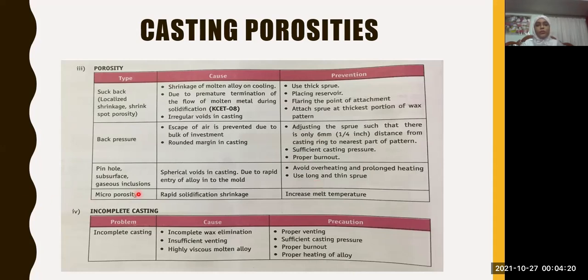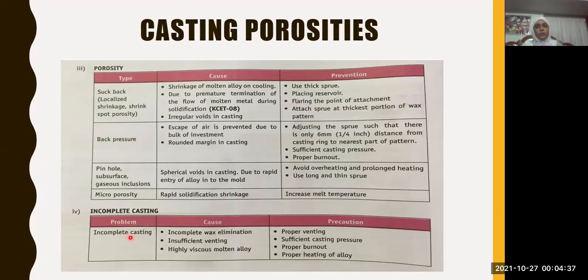Next, you have microporosities. These occur because of rapid solidification shrinkage. So what you have to do is increase the melting temperature. So increasing the melting temperature will prevent microporosities.